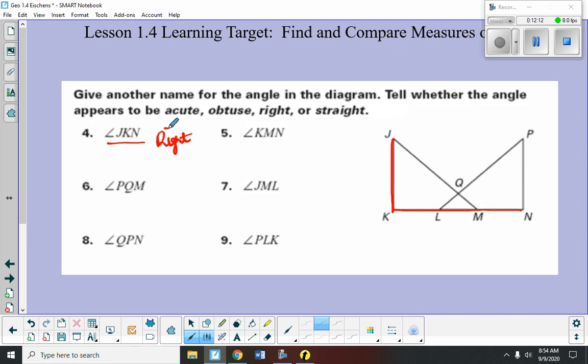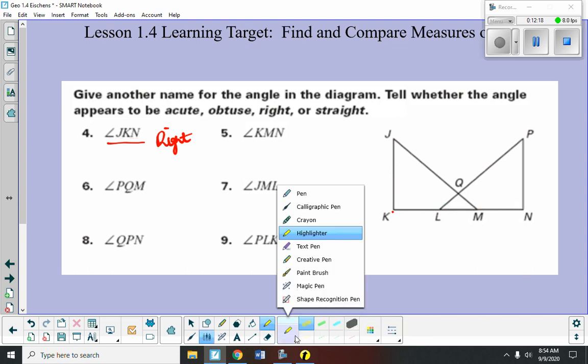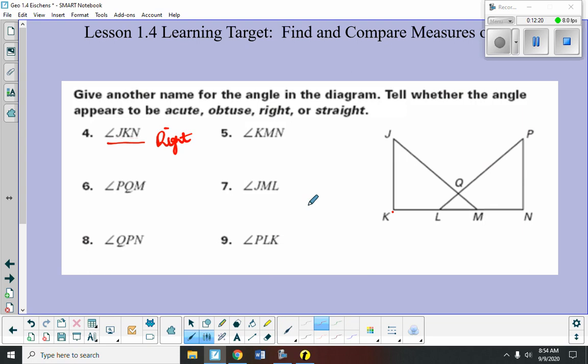My board is not working well enough today, so hopefully it'll cooperate here as I'm erasing things. Next, it says angle KMN. So starting at K, going to M, and then to N. So the vertex of that is M. That is a straight angle.